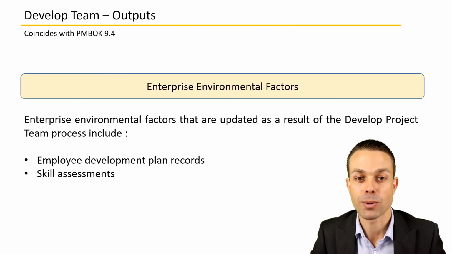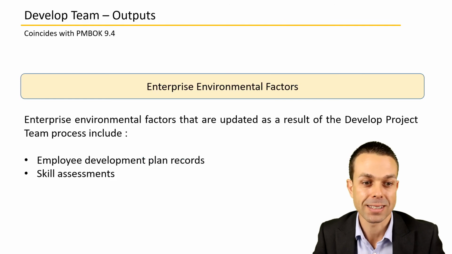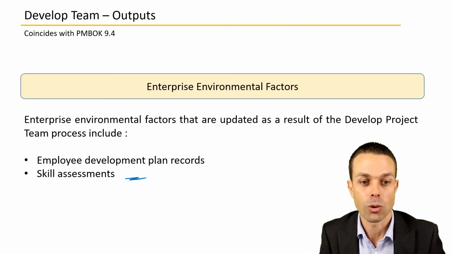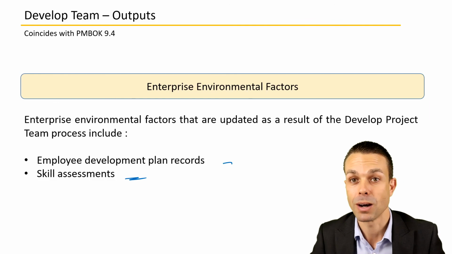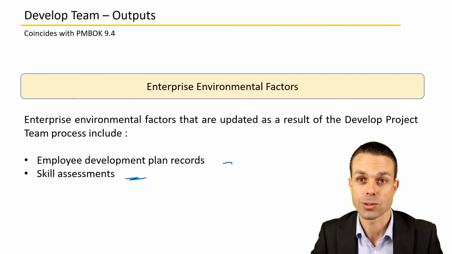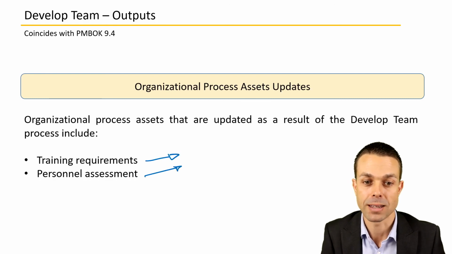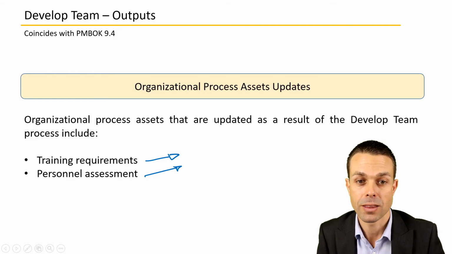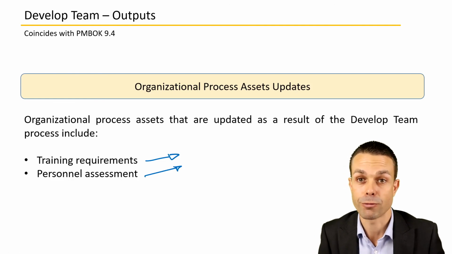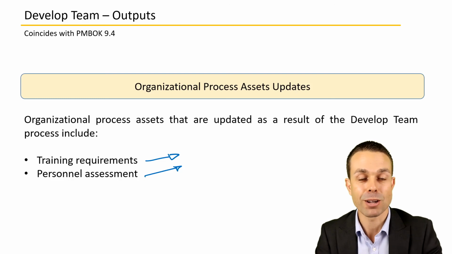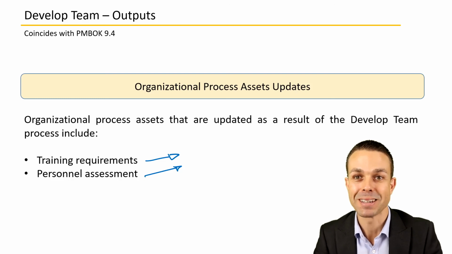Lastly, we've got enterprise environmental factors and organizational process assets, so skill assessments or employee development plan records might need to go into the official organizational database, and of course any training requirements or personnel assessment things that need to be updated as we go along on our project that might need to go back in from our developed team process. So those are all the details that we'll come across as part of developing our team in the project management body of knowledge.